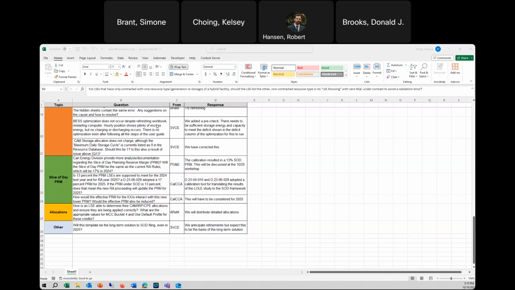Yeah, Mary, that was an error. It doesn't actually flow through to your requirements, but it was basically a dummy variable that we forgot to take out. We're removing that in the next template. Great. Okay, thanks.